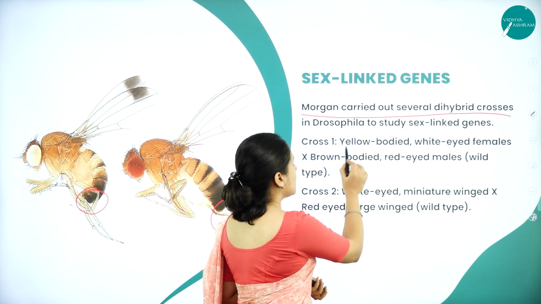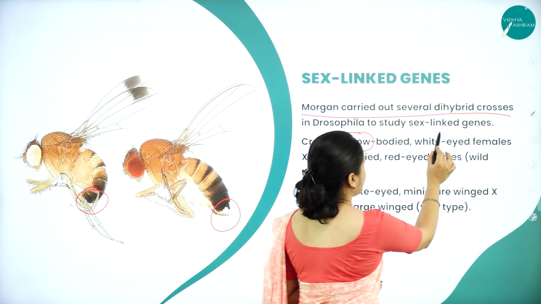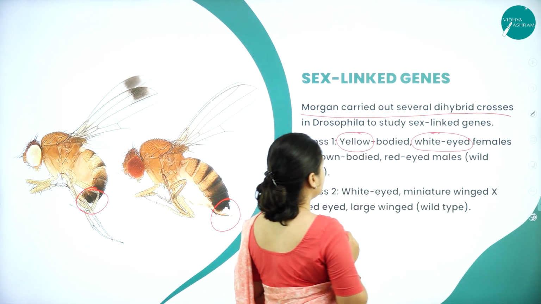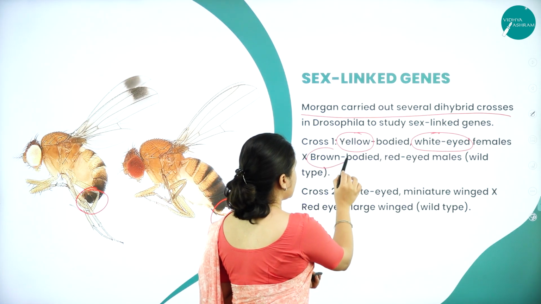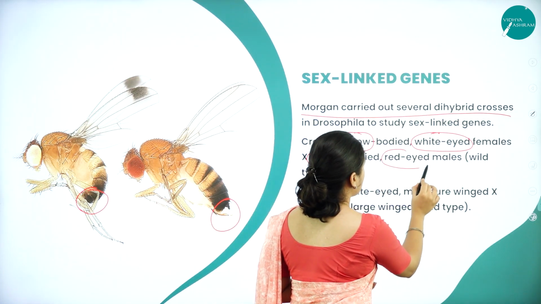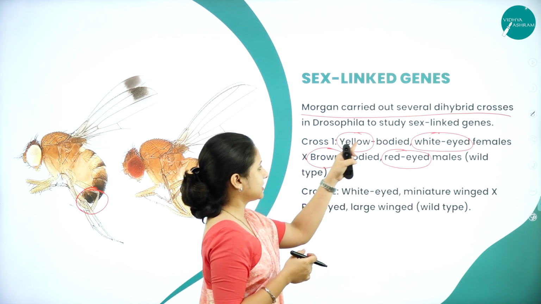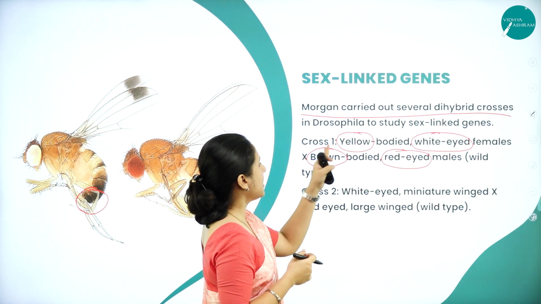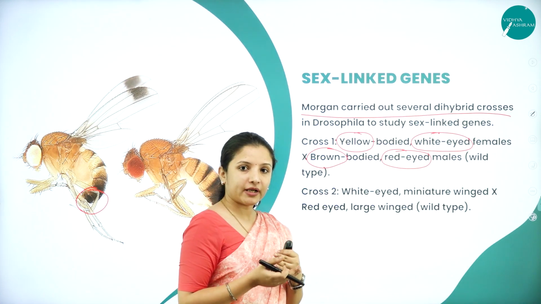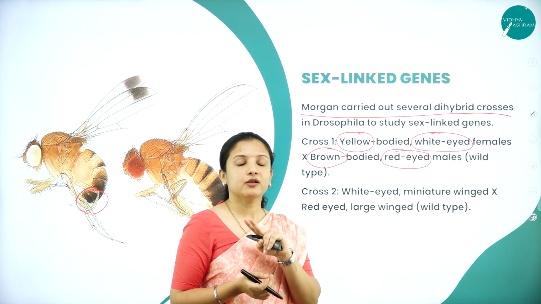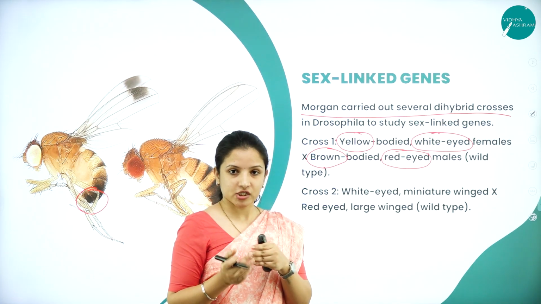He crossed Drosophila that had a yellow body and white eye with one that had a brown body and red eye. That is, the yellow bodied, white eyed female and the brown bodied, red eyed male. He conducted two experiments in order to prove the chromosomal theory related to recombination and linkage.